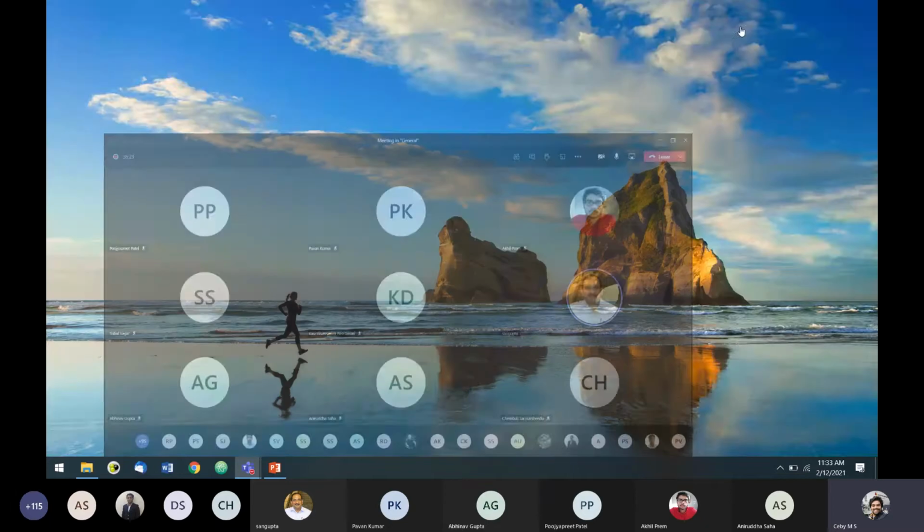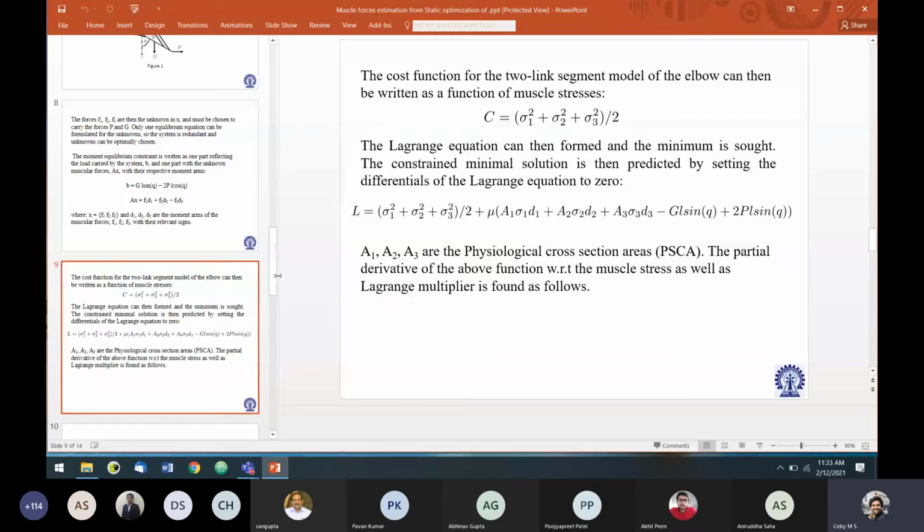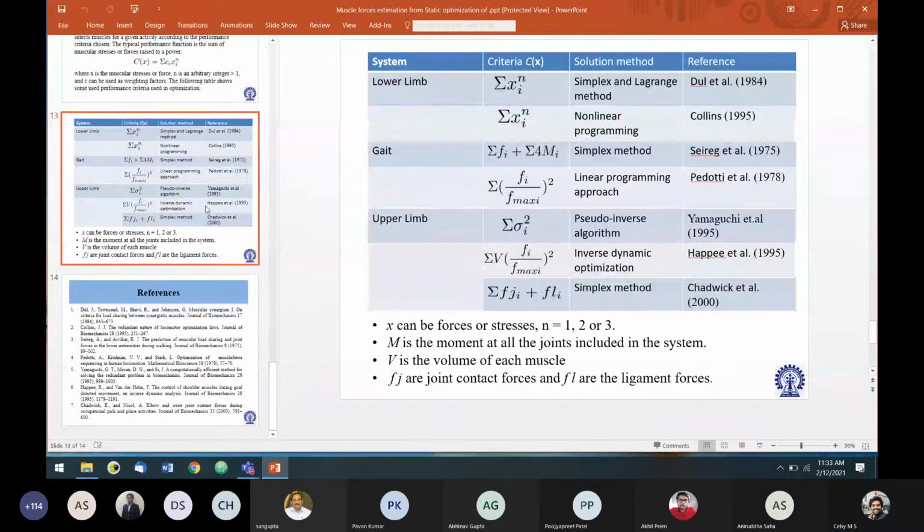Can you show the last page? I will. I cannot see anything, by the way. Everyone can see now, isn't it? Yes, we can see. Okay.